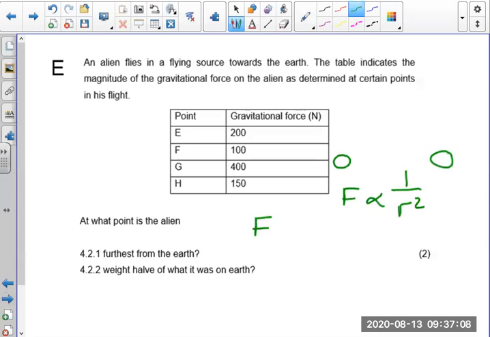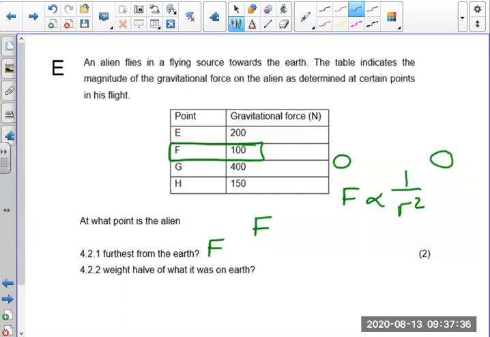So where it is the furthest away from the Earth is where the distance increases, so the force is going to decrease. So where's the force the smallest? At point F, as you can see there. So that's where the force is the smallest, at point F. Then the weight is half of what it was on Earth. So where's the weight going to be half?